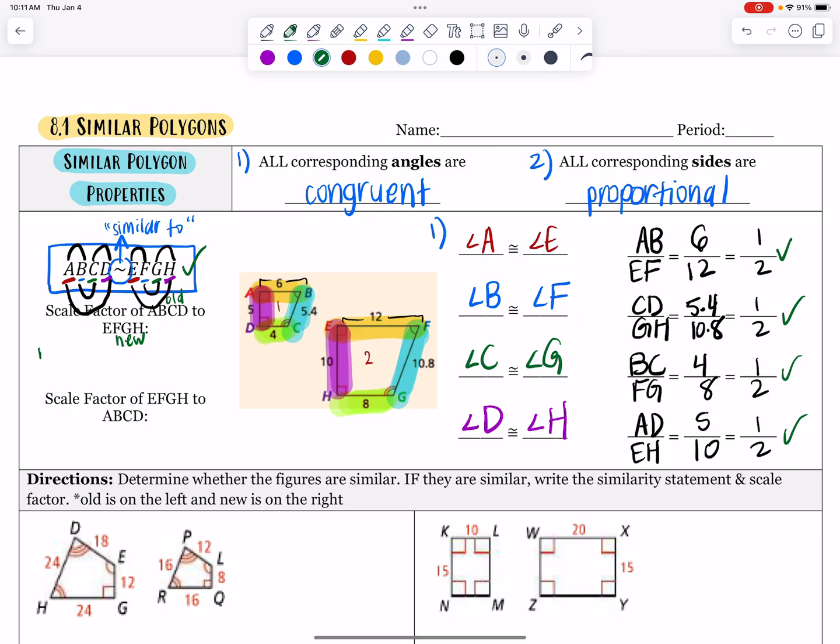Okay, so you're going to do a new piece over the old piece to find a scale factor, new over old, since I'm going from ABCD to EFGH. We know that that's getting bigger, so that should be a value bigger than 1. So I'm just going to pick a piece. I might go like 12 over 6. 12 over 6 is 2 over 1, so that is 2 times.